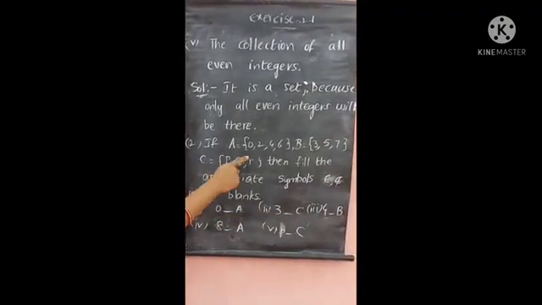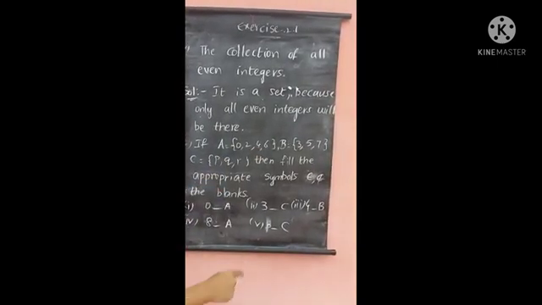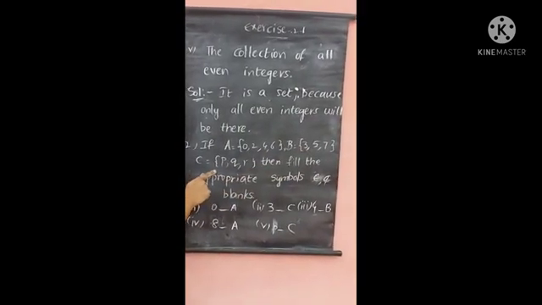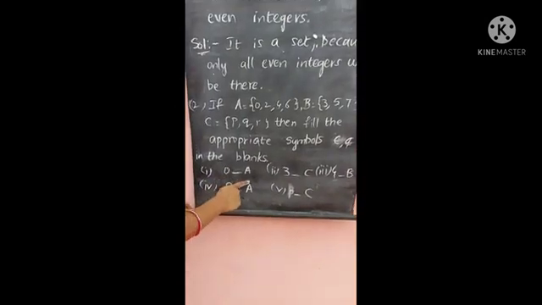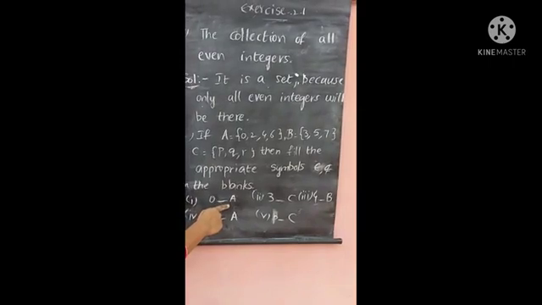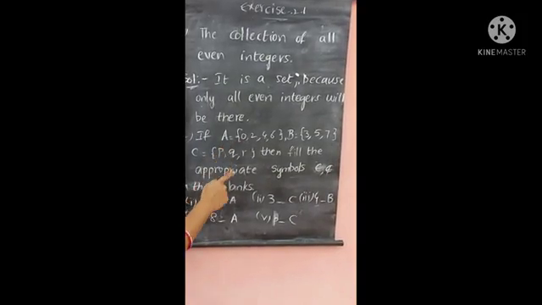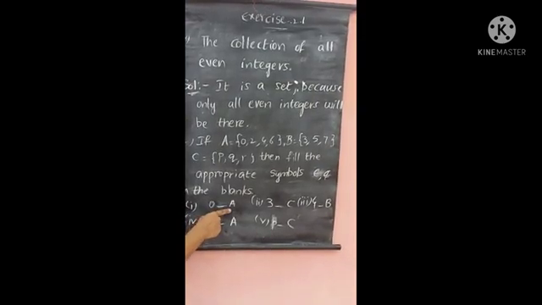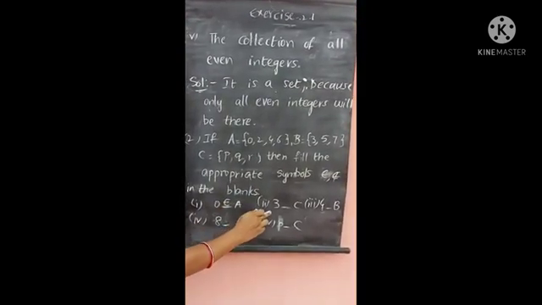Here, what are the elements in the set A? 0, 2, 4, 6 are the elements of the set A. And what are the elements of the set B? 3, 5, 7. And what are the elements of the set C? P, Q, R. Now see the blanks. 0 dash A means 0 is the element of the set A or not the element of the set A, we have to decide. See the set A. So 0 is the element of the set. So we have to use which symbol? Belongs to or does not belong to. 0 is the element of A, so we have to use the belongs to symbol. 0 belongs to A.